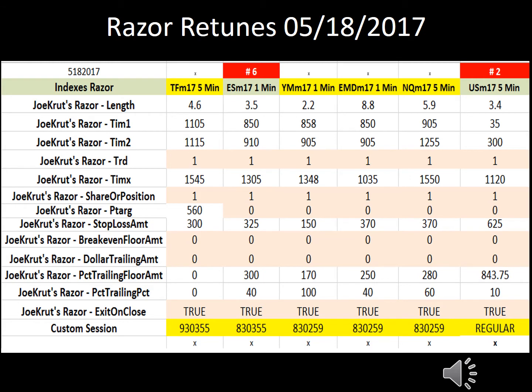As with the shapes, here's the razor inputs, and you can see the Joe's Best, the number 1, 2, 3, 4, 5, 6. You can just get them off the particular tables. And again, if you need any help with this, I'll be glad to help you do that.